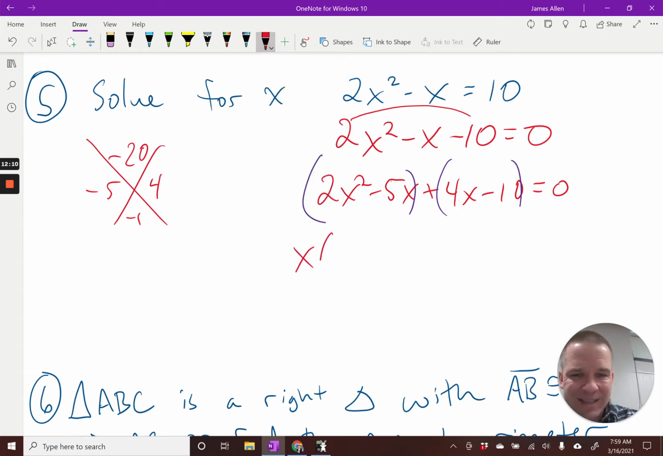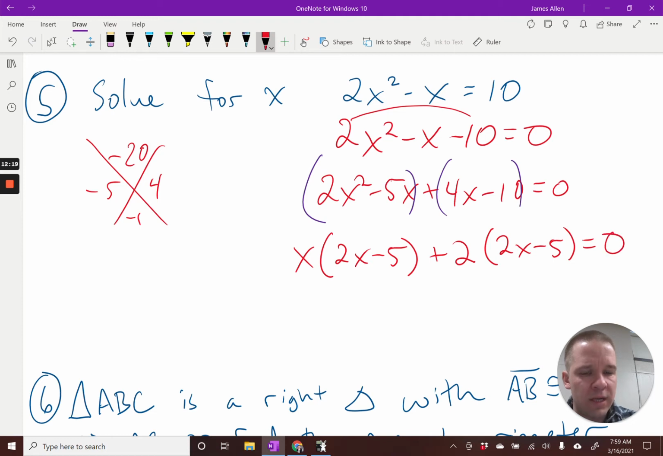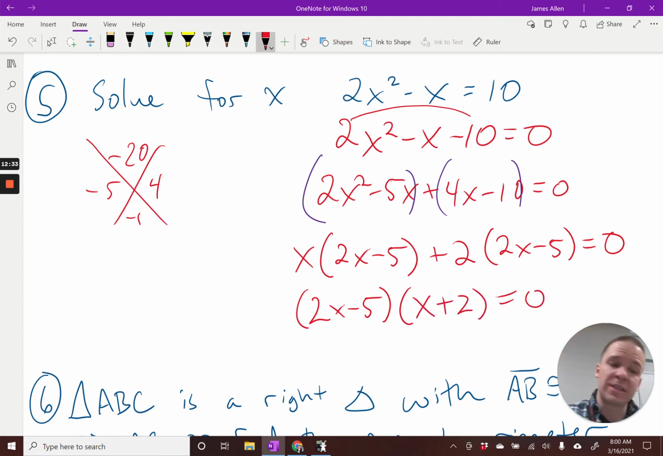First one, I've only got x that I can pull out, and I'm left with 2x minus 5. The second one, though, I can pull out a 2, and I'm left with 2x minus 5. Oh my goodness, we got 2 of the same factors. Those are actually GCFs in themselves of these two now awkward looking terms here. So I can pull out a 2x minus 5, and then the leftovers are going to be x plus 2. That equals 0. This is now factored.